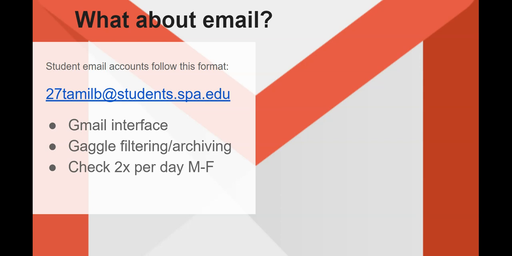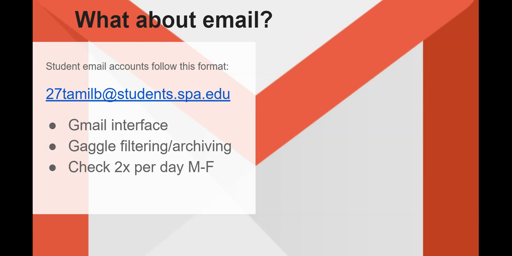So what about email? Each student will receive their own email account. It uses their Google username. In the case of a sixth grader, I have an example on the screen of what the formatting's like. We start out with the last two digits of the student's graduation year, first name, middle name if it's in our system, and last name. So in my case, I would be 27 Tammy LB if I were a sixth grader this year.